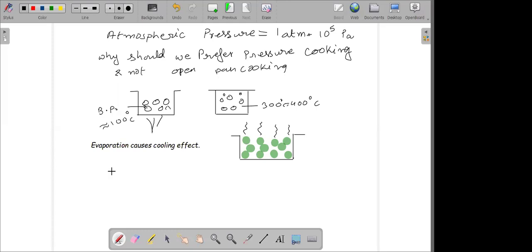And this is the reason when we keep water in earthen pots, like you have heard about matka. Many people store water in matka, which are earthen pots. It is cool during the summer season. During the summer season, water is kept over there so that the temperature becomes low.